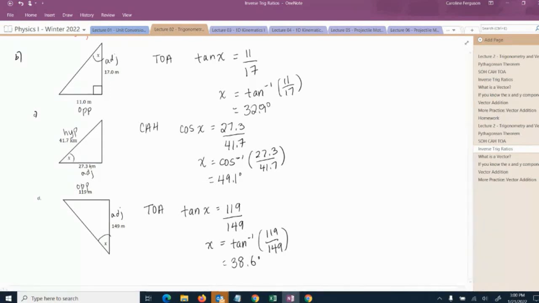Okay, any questions about any of this? So we've done Pythagorean theorem, SOHCAHTOA to find a missing side, and SOHCAHTOA to find a missing angle. We're all good? Good. Perfect.